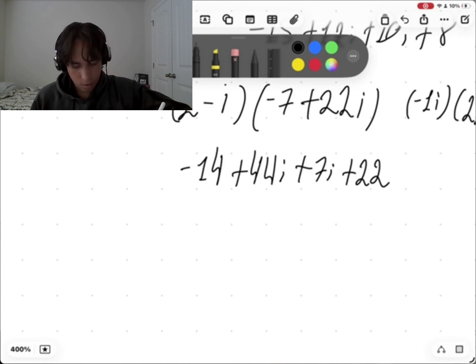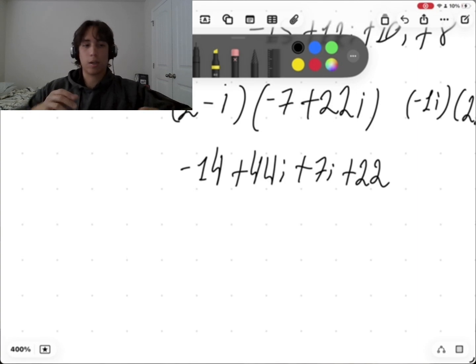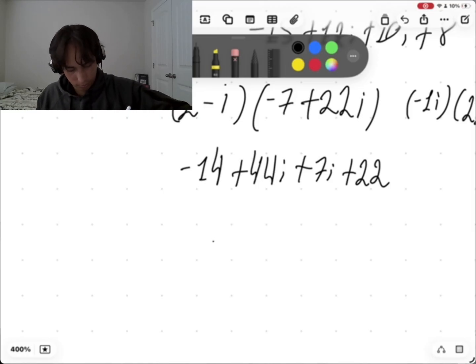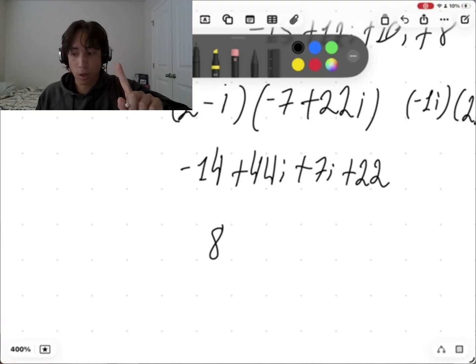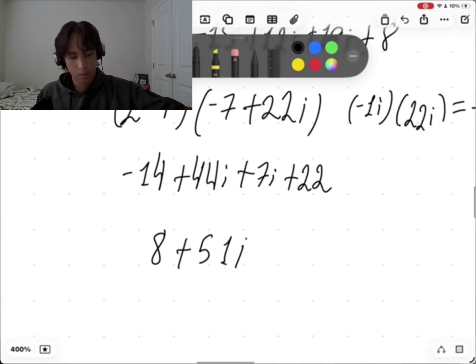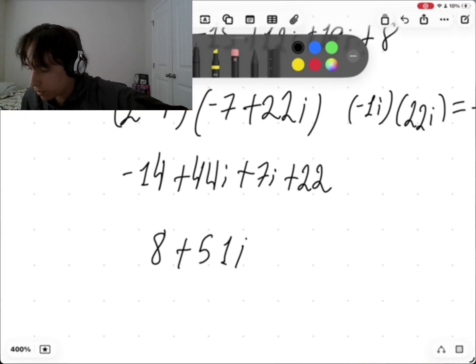I am going to use my calculator here. 22 minus 14. This is 8. And you got 44 plus 7. That's going to be 51. So 51i. That's my answer. Yep, that's your answer.